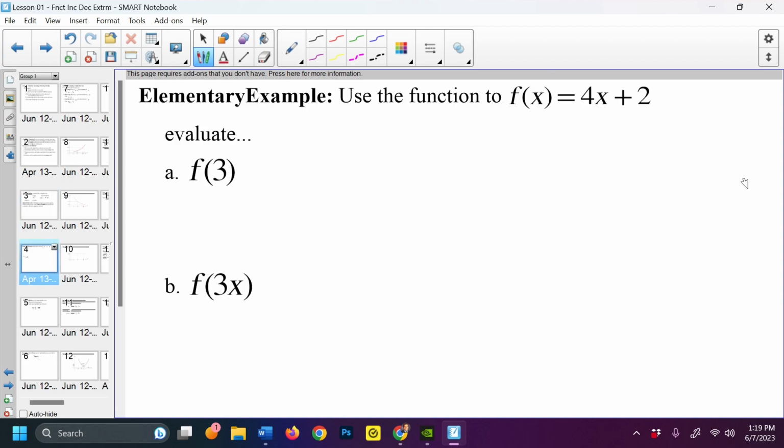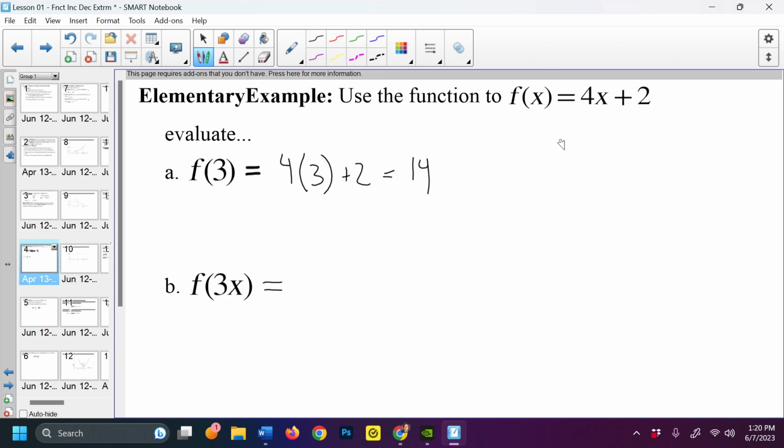So a couple elementary examples here on how to use a function to evaluate, and essentially that's just plug and chug. If I say find f of 3, then we're going to take that 3 and replace it into the function wherever I see an x. Since the function f of x is equal to 4x plus 2, f of 3 would be equal to 4 times 3 plus 2, which is 12 plus 2, which is 14.